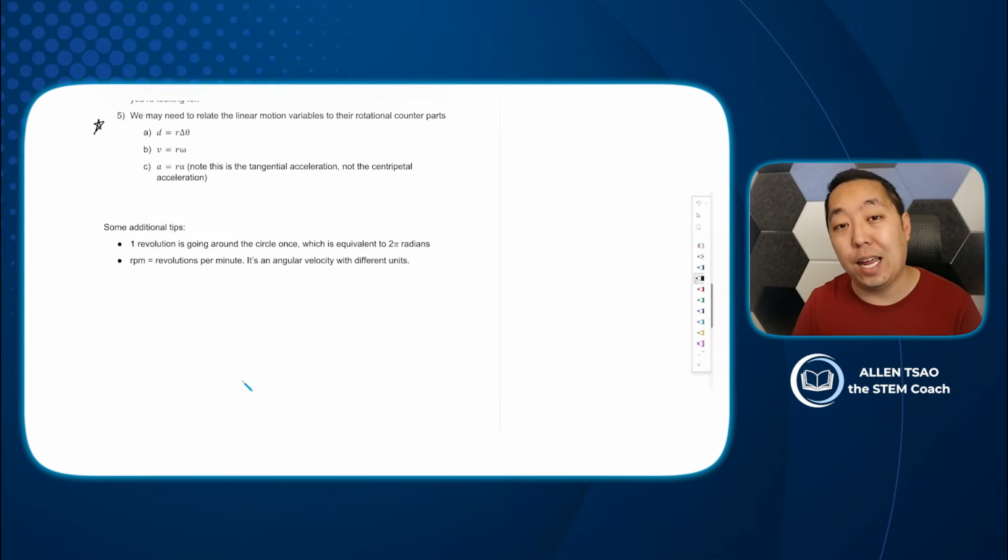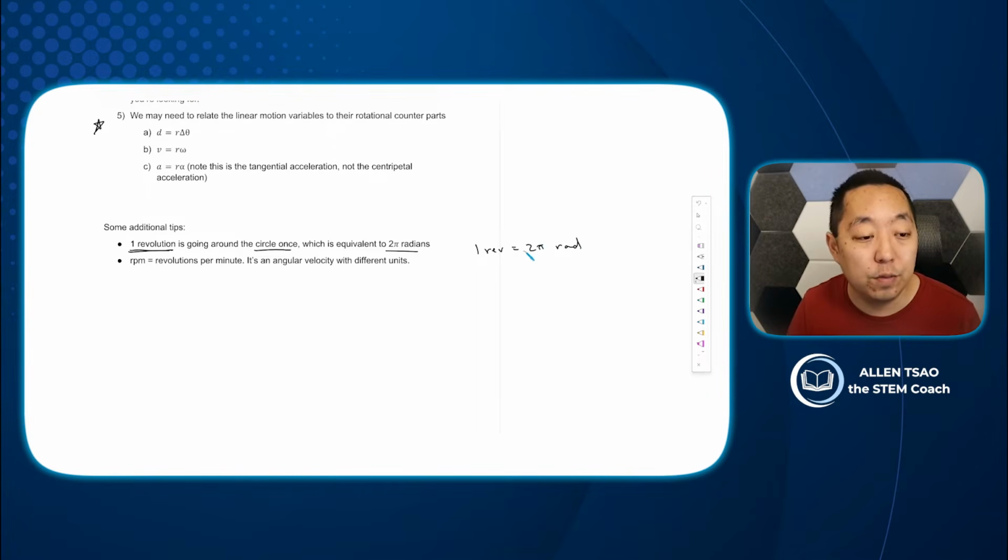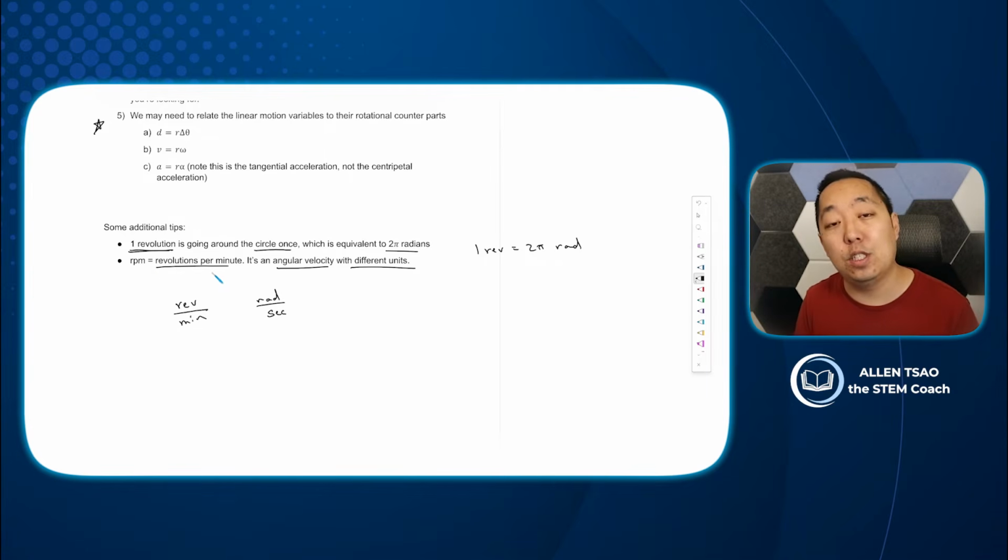Some additional tips in terms of units. Normally, we're talking about angles in radians, but 1 revolution is going around the circle once, which is 2 pi radians. So 1 revolution is equivalent to 2 pi radians. You may need to use a unit conversion for that. When we look at revolutions per minute, it's an angular velocity with different units. Revolutions per minute can be converted into radians, a measure of angle, and instead of minutes, you can use seconds: radians per second. RPM stands for revolutions per minute. If you see that, it's just another unit of angular velocity.